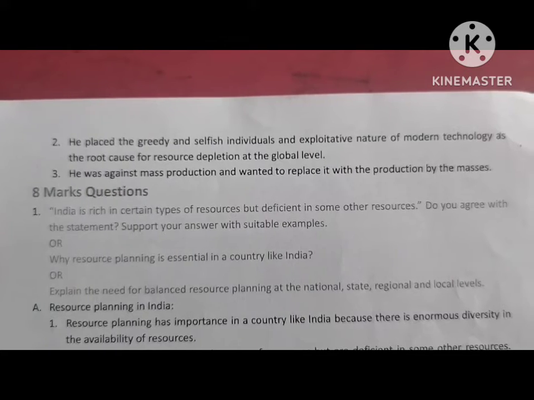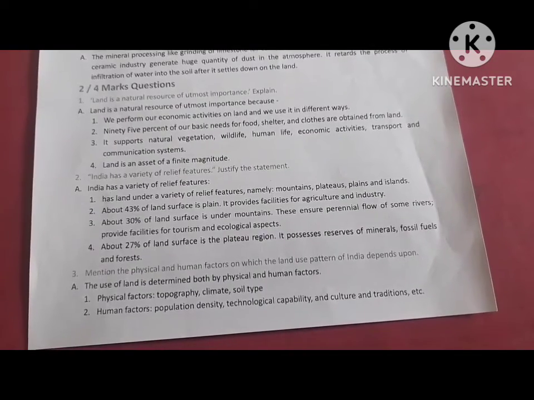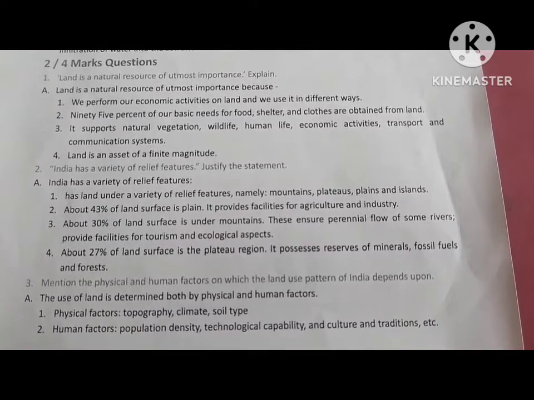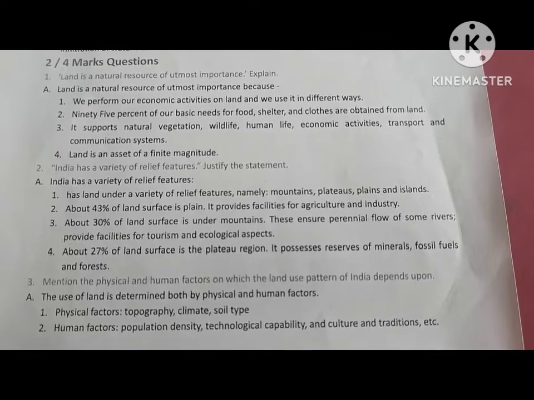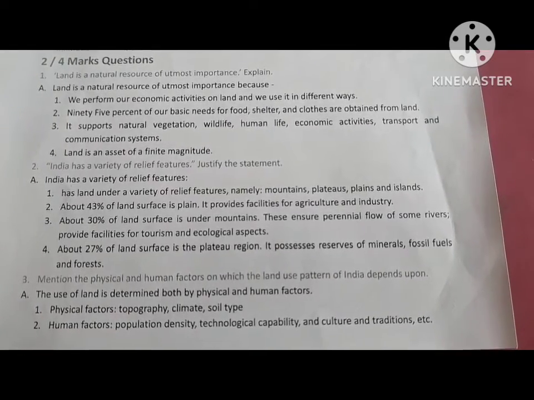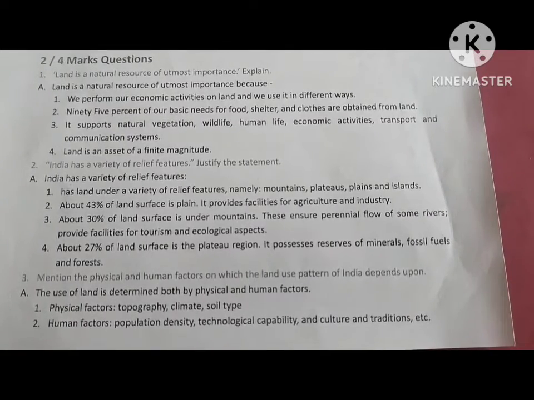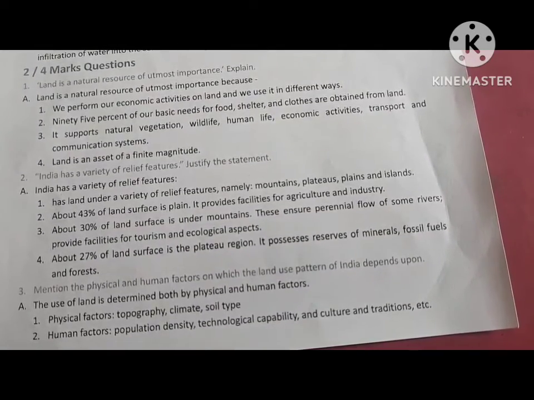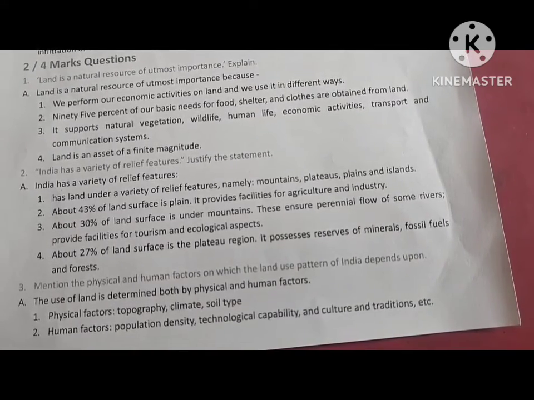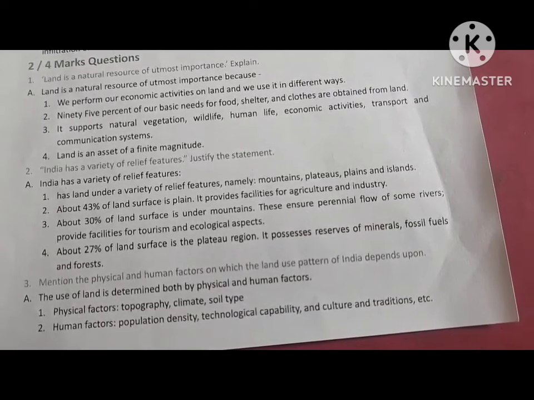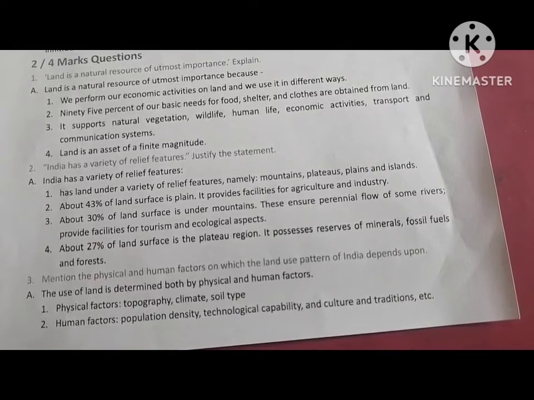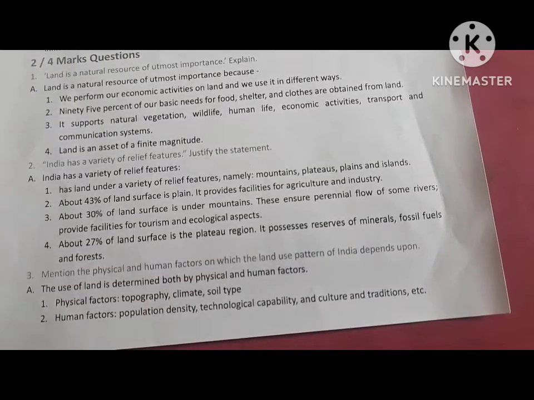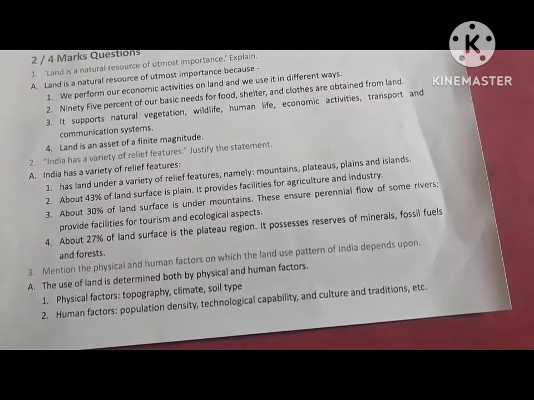Next question. India has a variety of relief features. Justify the statement. Answer: India has land under a variety of relief features, namely mountains, plateaus, plains, and islands. Second, about 43% of land surface is plain. It provides facilities for agriculture and industry. Third, about 30% of land surface is under mountains. These ensure a perennial flow of some rivers and provide facilities for tourism and ecological aspects. Fourth, about 20% of land surface is the plateau region. It possesses a reserve of minerals, fossil fuels, and forests.